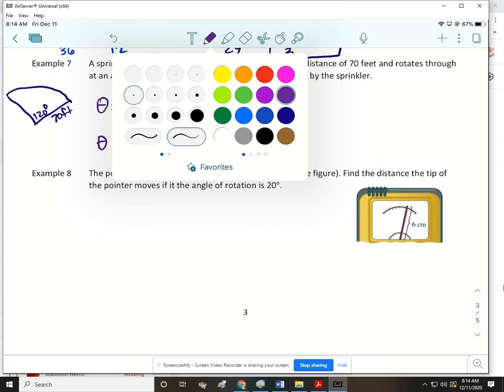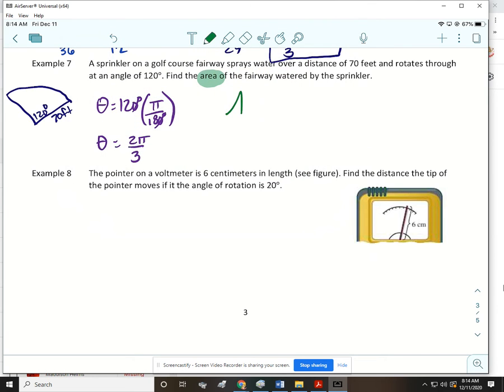Okay, so don't forget that the area of a sector is found by half of the angle times the radius squared. And we could say the area of a circle is found that way. It's just that whole angle is 2 pi.